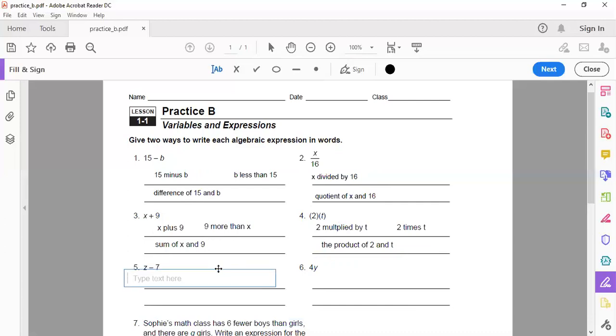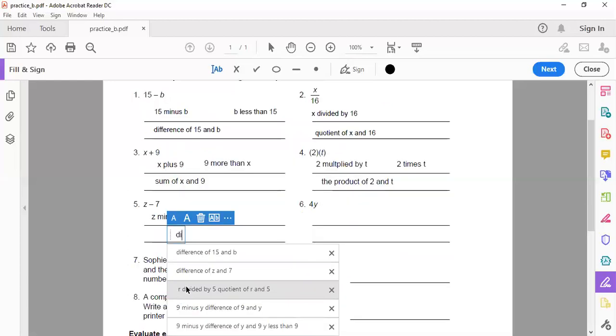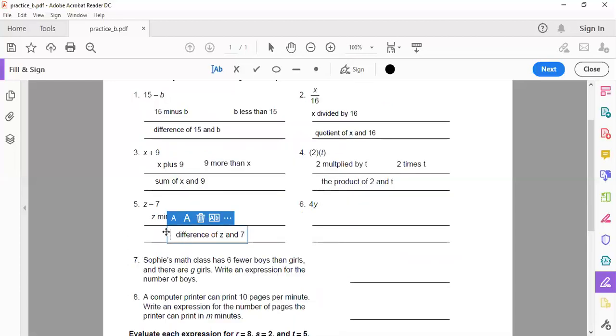So this is z minus 7, so you can say this as z minus 7, right? Or you can say it as the difference of z and 7, or you can say 7 less than z. This also is correct, but always keep in mind, if you're using the words less than, keep the number or variable which is at the end in front. So 7 less than z.